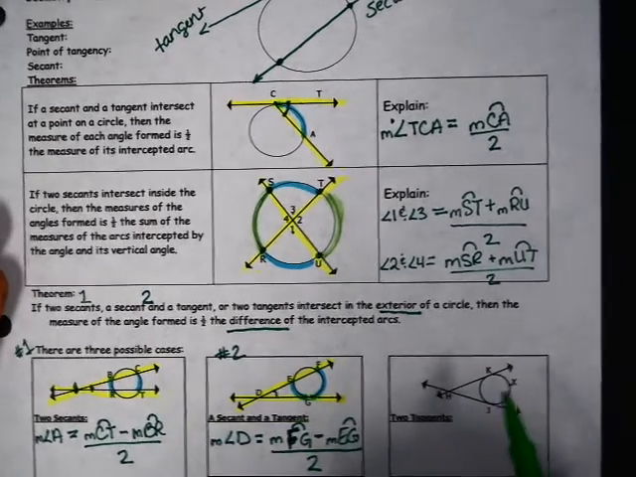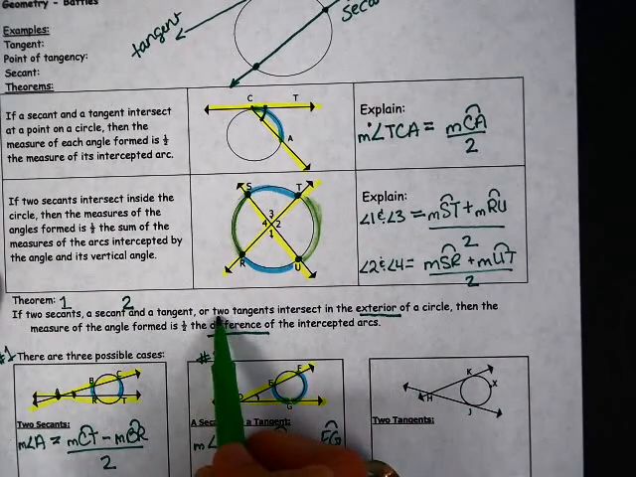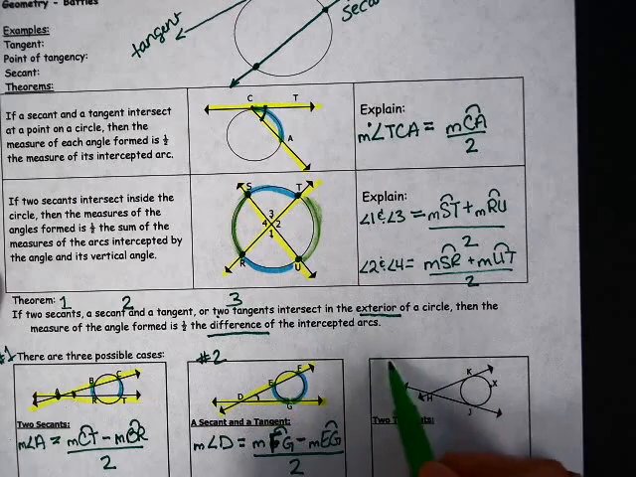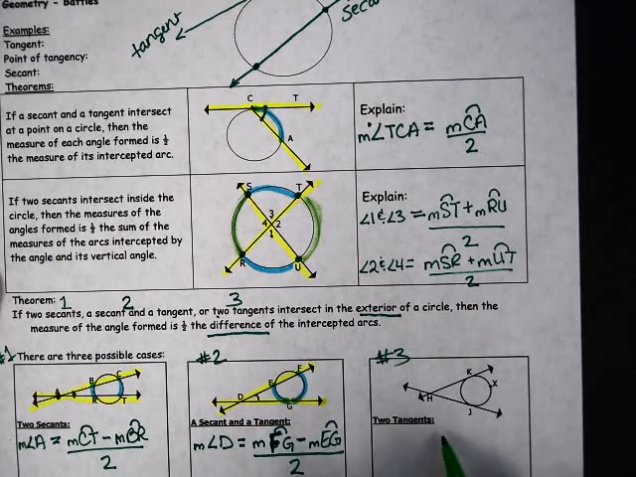All right, then the last scenario is if you have 2 tangents. This is scenario 3. 2 tangents.